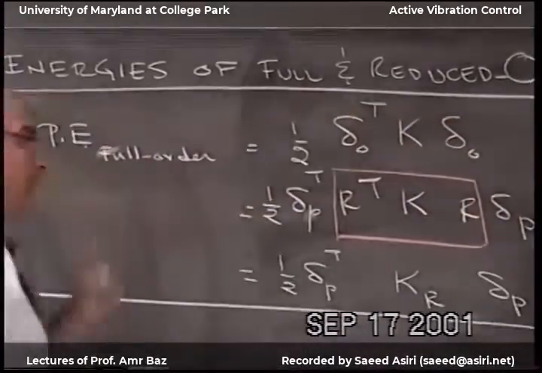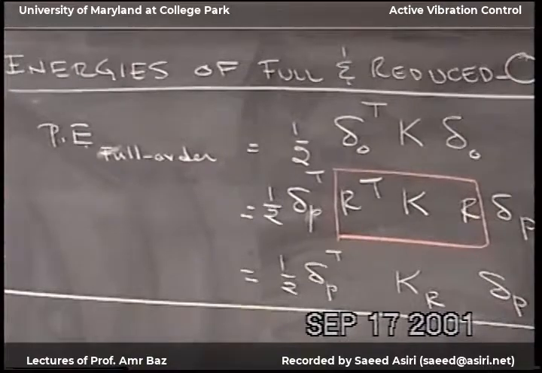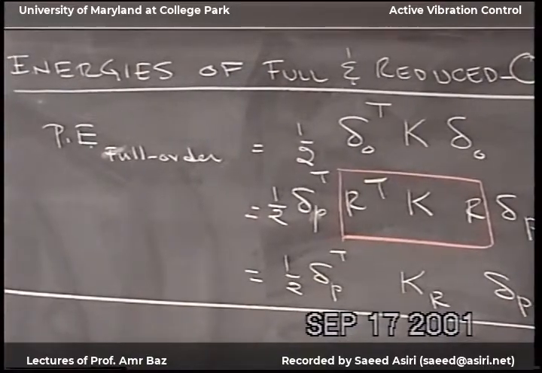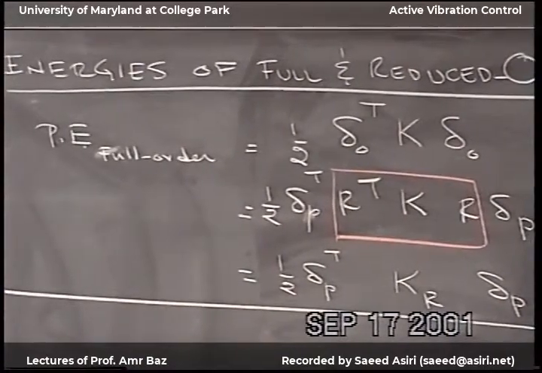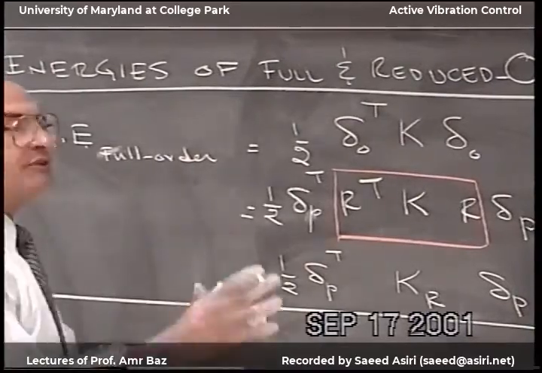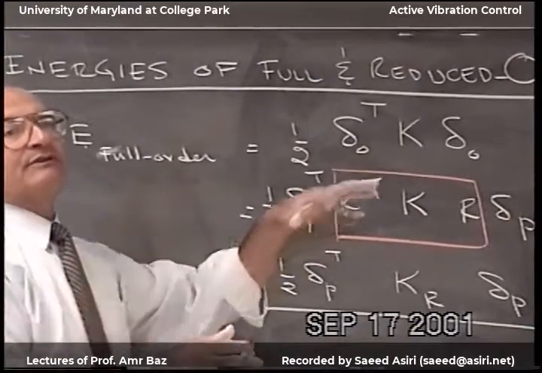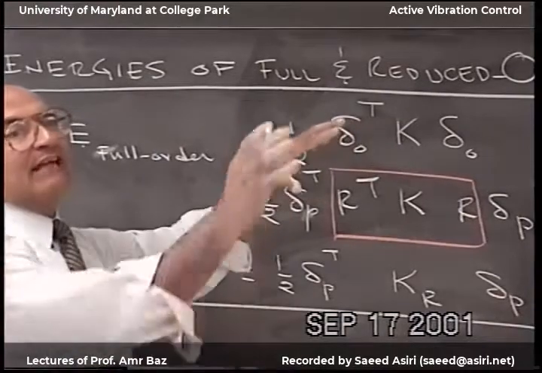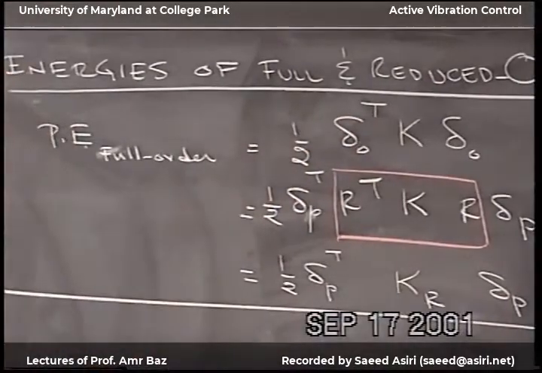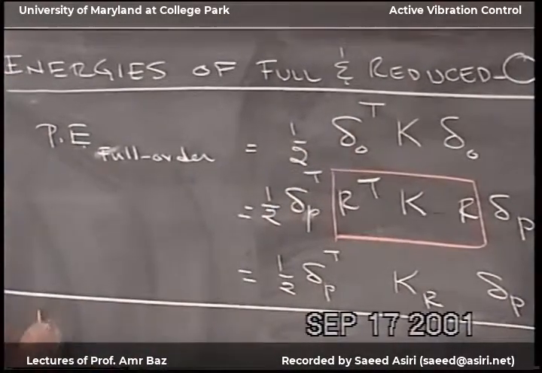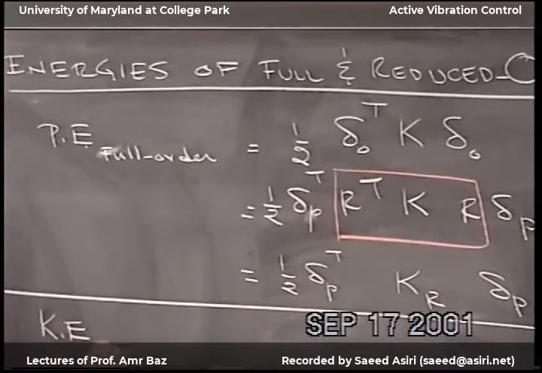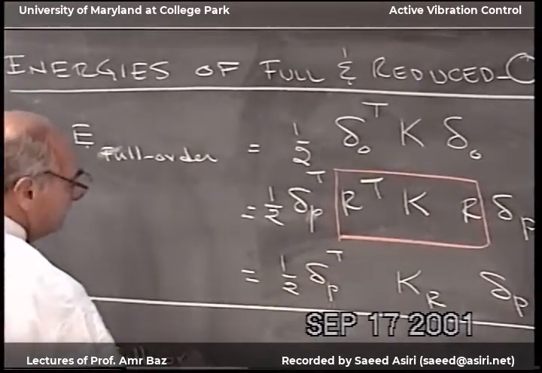That's because nothing's changing in the secondary. Because the secondary system is not excited directly, as we've seen for the control, Q0 is not acting on the secondary system. Okay, now the kinetic energy, again of the full order, same story.